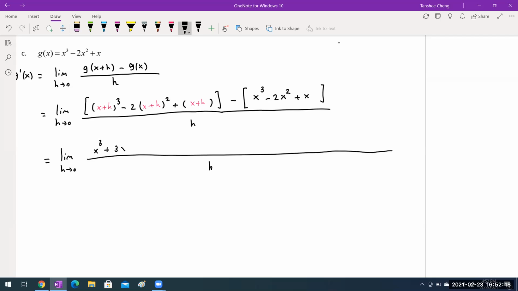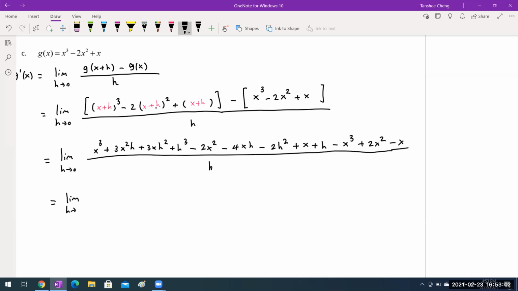plus 3x squared h plus 3xh squared plus h to the third, and then minus, and I'm going to distribute whatever I folded right here, which is going to be 2x squared minus, double it up, so anyway, minus 4xh, and then minus 2h squared. And then lastly, it will be plus x plus h, distributing the negative into the second grouping symbol. And we got this. So now, continue on simplifying this.